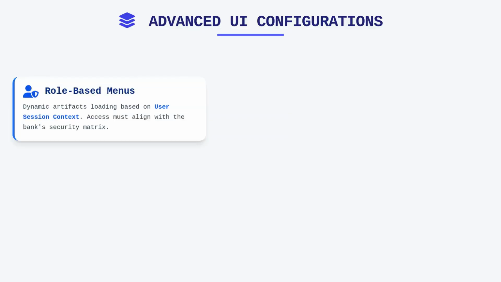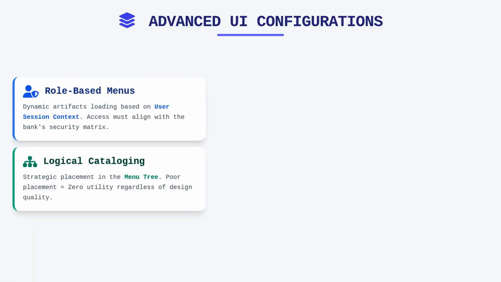Transitioning into more advanced UI configurations requires a solid grasp of how menus and toolbars integrate with your newly designed screens. Menus in FLEXCUBE are not static structures, but are role-based artifacts that load dynamically based on the current user session context. As you design your screens, you must decide how they will be cataloged within the system's menu tree, ensuring that access rights align with the bank's internal security matrix. Proper menu definition is critical, as it serves as the entry point for all application functions. If a screen is well designed but hidden in an illogical menu structure, its utility is effectively zero.